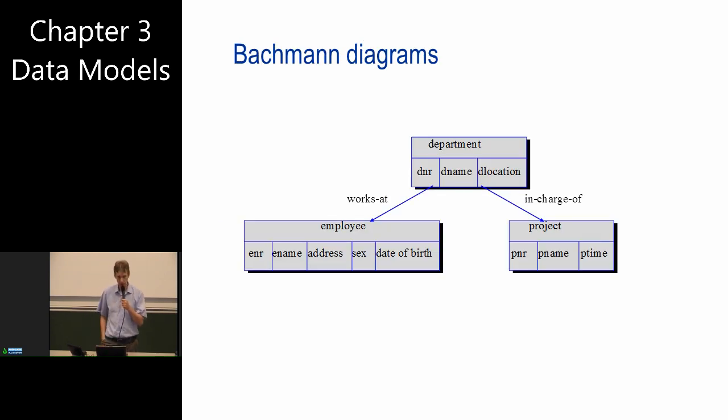CODASYL models are always represented as Bachmann diagrams. Charles Bachmann was one of the first to write down the model, so came up with the Bachmann diagrams. So here you can see department in a set type with project, and you can see department in a set type with employee. The set type with employee is going to model in what department an employee works. So a department can have 0 to n employees working in it. Vice versa, an employee works in minimum 1, maximum 1 department. Likewise, on the other end, a department can be in charge of 0 to n projects. Vice versa, a project is always assigned to minimum 0, maximum 1 department.